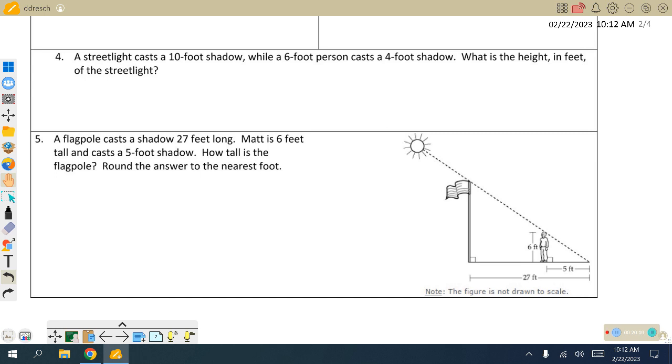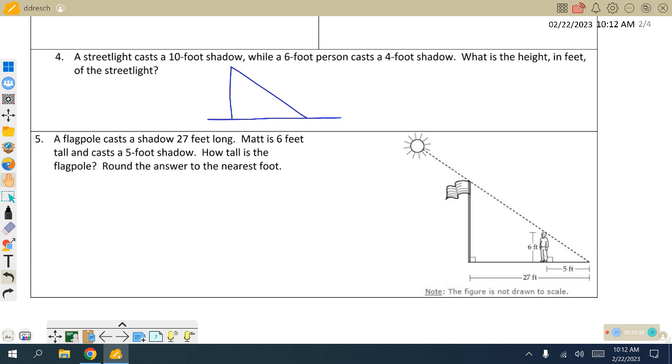Street light, street lamp, lamppost. Cast a 10-foot shadow, while a 6-foot person casts a 4-foot shadow. So think about a street lamp here. You got the light shining down, and a 6-foot person casts a 4-foot shadow.